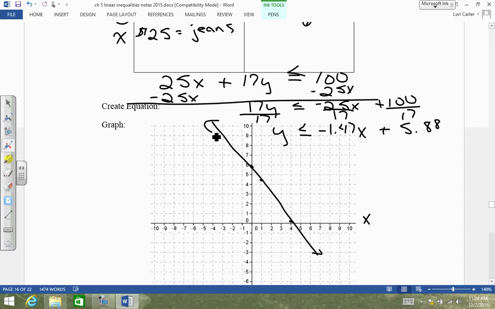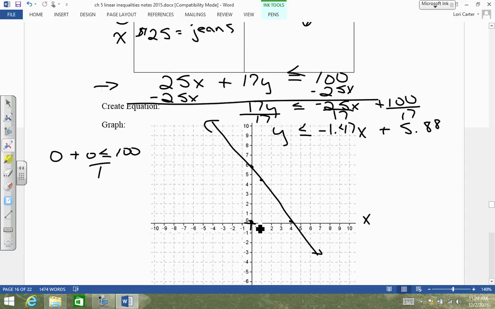What point do you want to plug in? 0, 0. So we plug it in up here. 0 plus 0, is that less than or equal to 100? Less than. So is it true or false? True. So I'm going to shade the bottom half of my line.